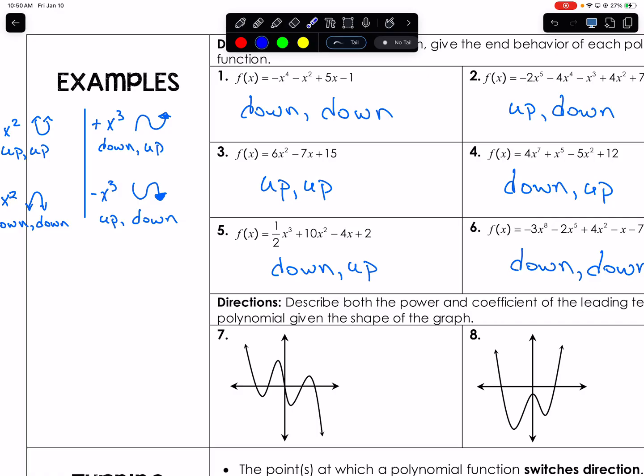Okay, we good? Can we write it like that in our homework? Up, down, down, up. You can write it like that in your homework. On the test, I'll make you write as x approaches infinity, blah, blah, blah, blah. On homework, you can write it like that.